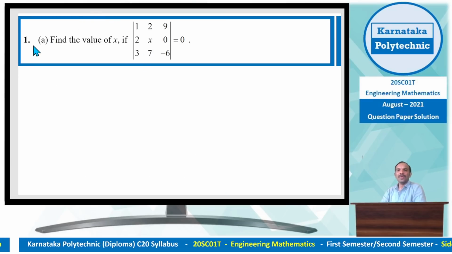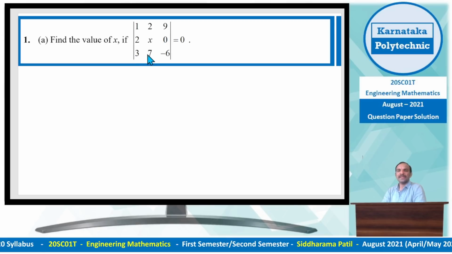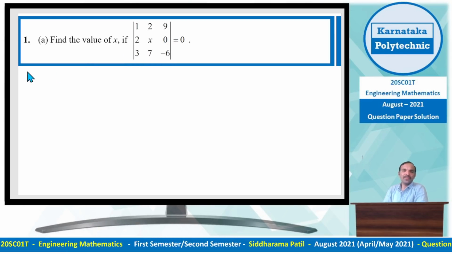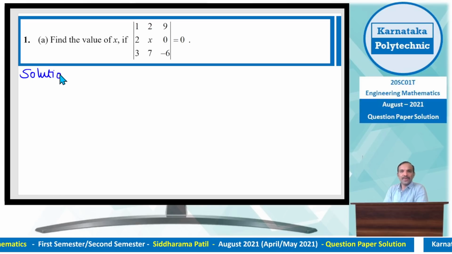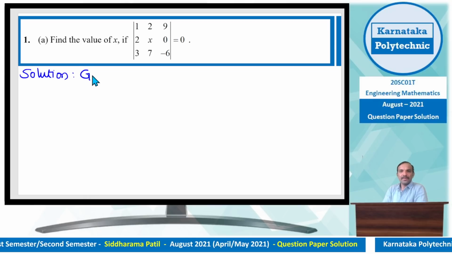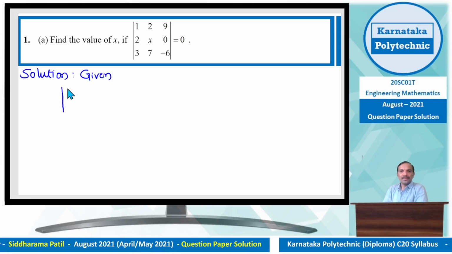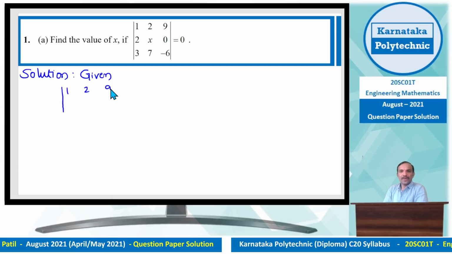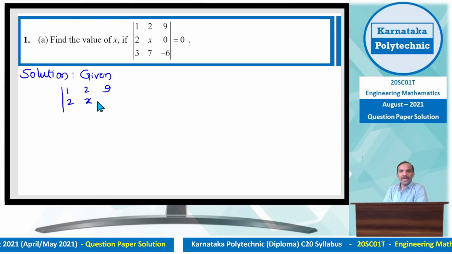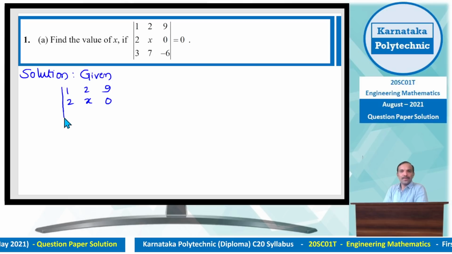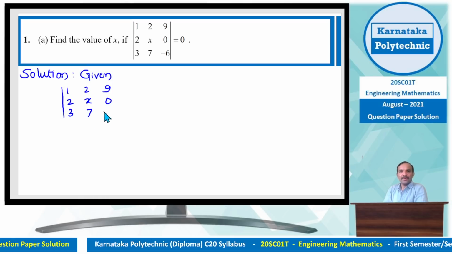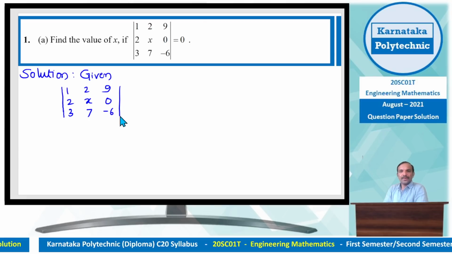Question number 1a. Find the value of x if the determinant 1 2 9, 2 x 0, 3 7 minus 6 equals 0. First, start with the solution. Consider the given determinant. Given the determinant 1 2 9, 2 x 0, 3 7 minus 6 equal to 0.